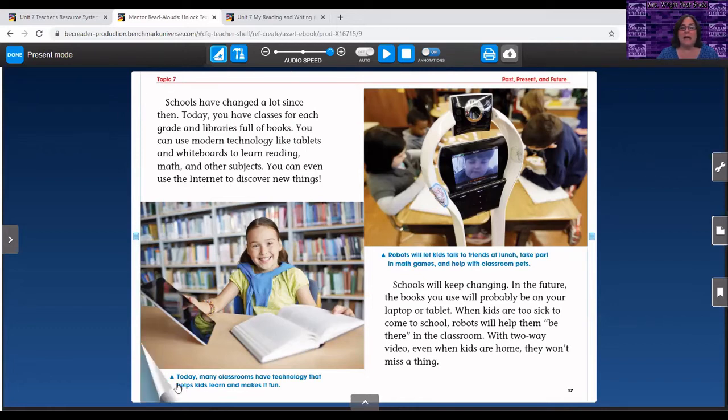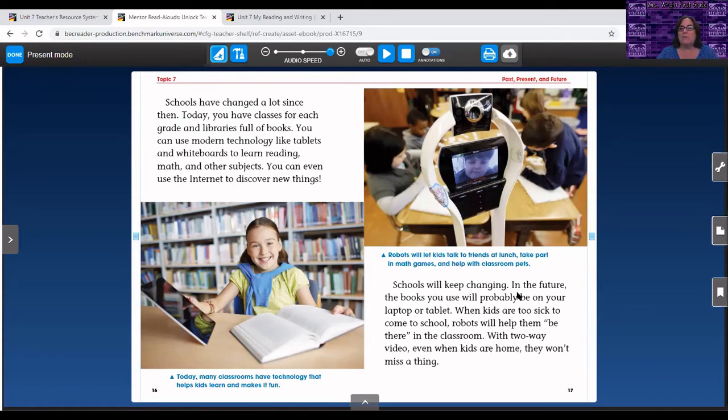And down here in the caption, it says, today, many classrooms have technology that helps kids learn and makes it fun. And hopefully, not everything can be fun, but I hope during the day that you do some fun things on technology. Let's go over here. Schools will keep changing. In the future, the books you use will probably be on your laptop or tablet. When kids are too sick to come to school, robots will help them be there in the classroom. With two-way video, even when kids are at home, they won't miss a thing.